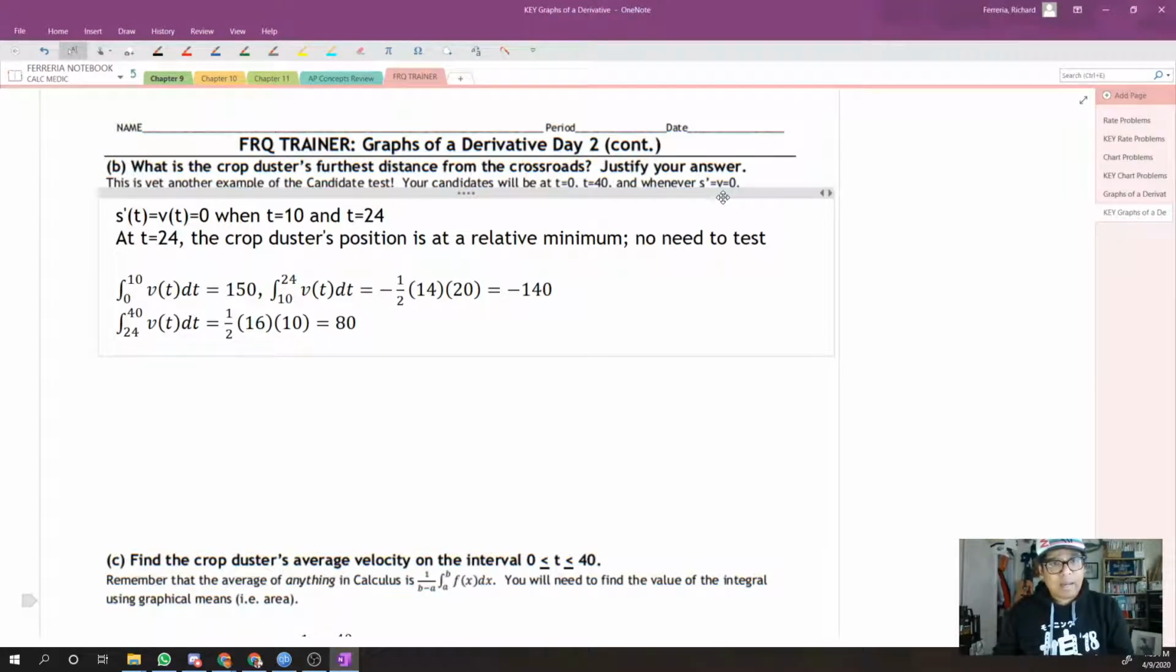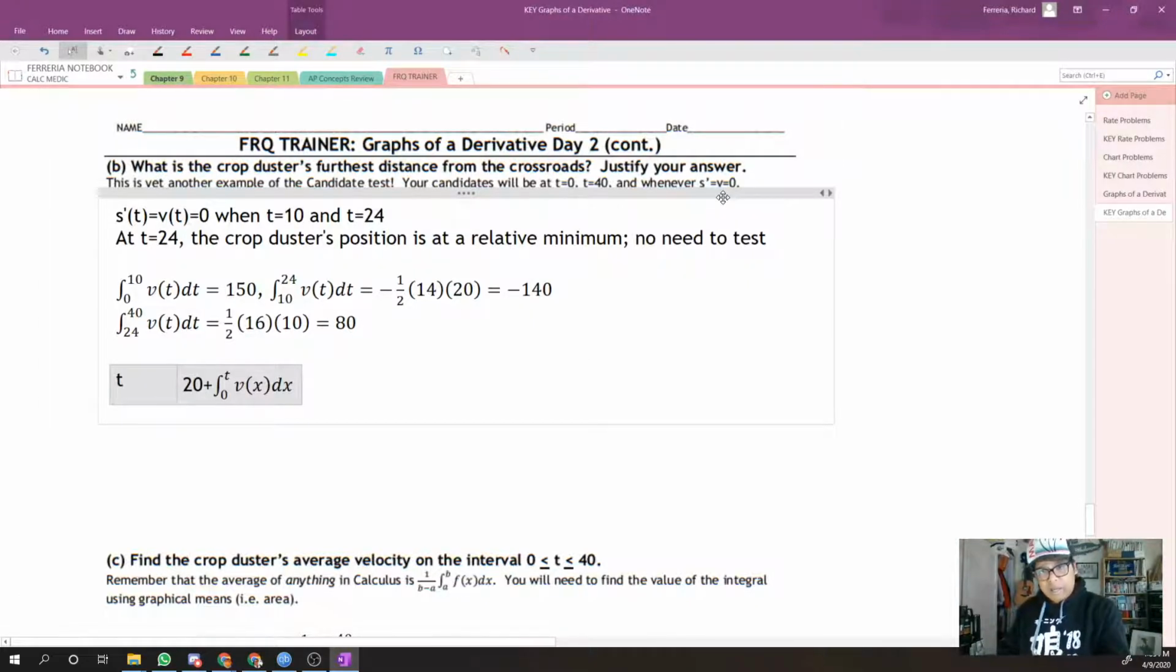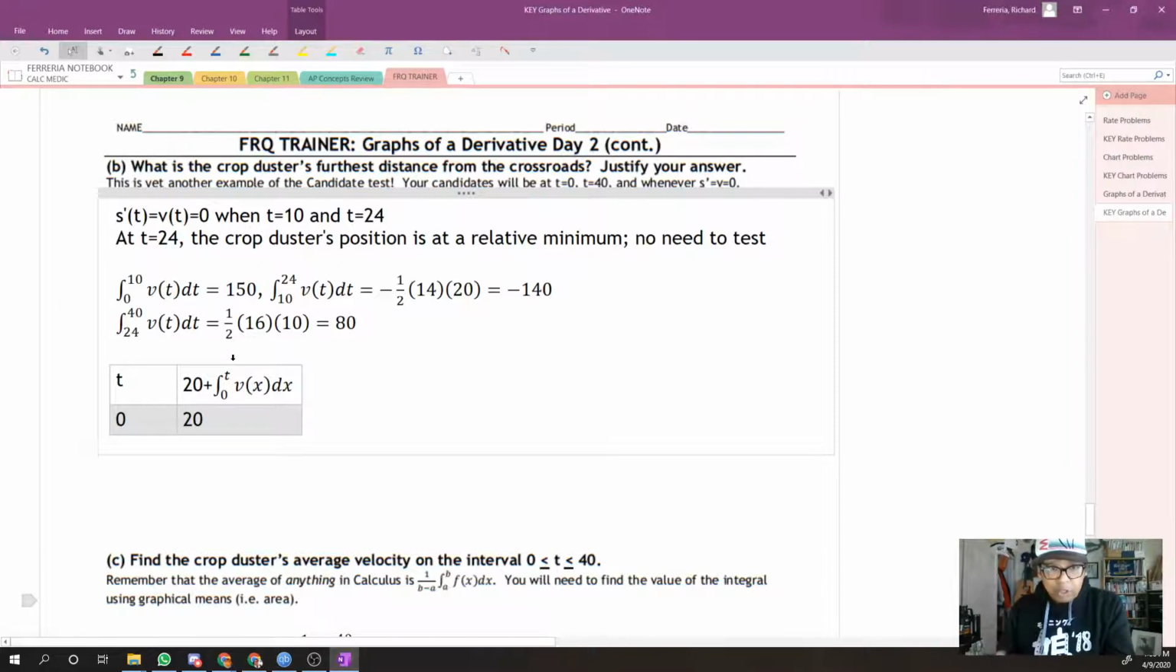Okay, so we have a way to calculate integrals. We have critical numbers, so we have everything we need for our candidate tests. Let's make our chart. So we have t, and then the position. So at t equals 0, the position is 20. You can see that a few ways. Firstly, they gave it to you. Secondly, if you substituted 0 into this integral expression right here, you get an integral from 0 to 0, which is 0. So that position is going to be 20.